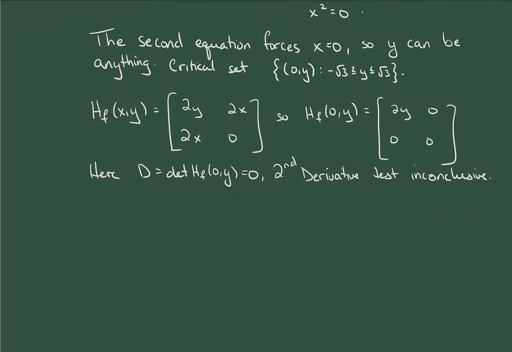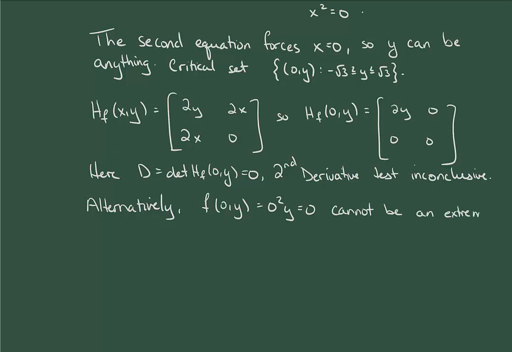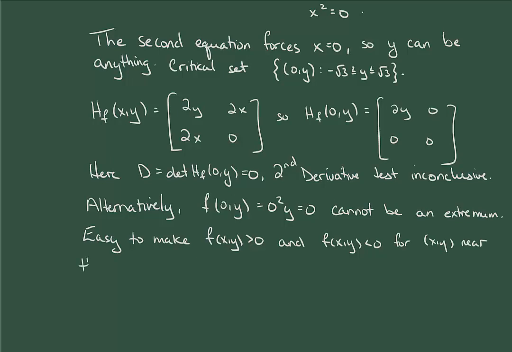Now, on the other hand, it's relatively easy to see that if I plug 0, y into the function, I just get the number 0 out. And this cannot possibly be a maximum or a minimum, because it's easy to make the function greater than 0 or less than 0 just by choosing any points x and y near the y-axis. So we can pretty much eliminate this as being an extreme value.